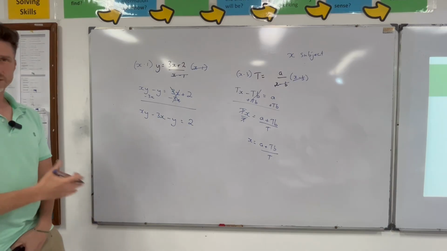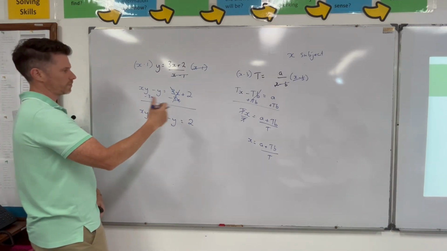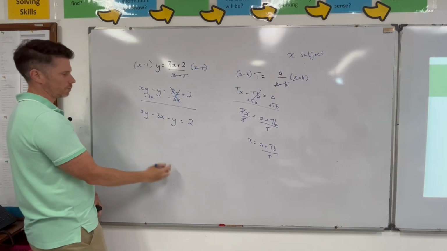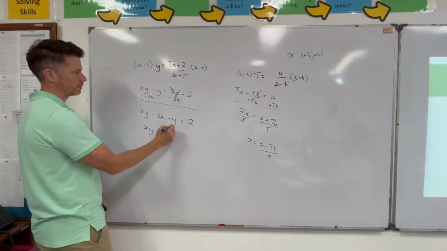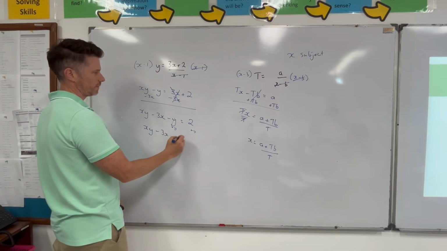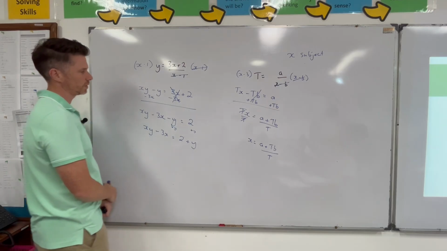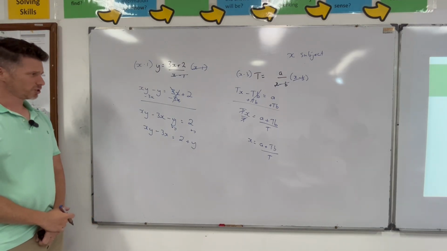At least I have the x's on the same side. The y is not where I want it to be. I want it away from the x's. I only want x's on this side because I want x equals at the end. So I have xy minus 3x, and I'm going to add y to both sides. So that cancels, and I'm left with 2 plus y. Not quite there yet. I still have a major problem.